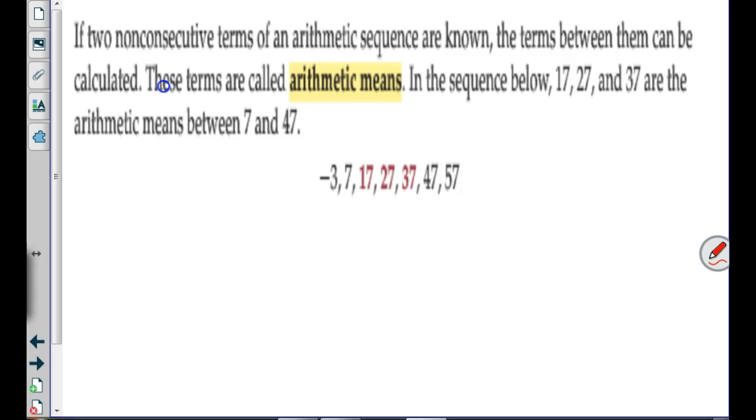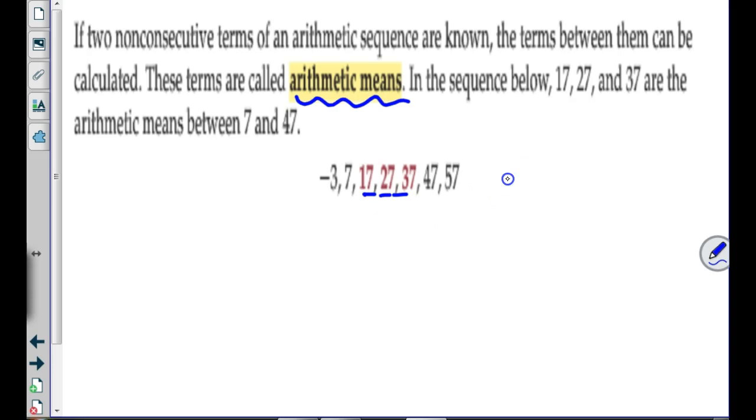All right, so we're back to the arithmetic mean thing. It says if two non-consecutive terms are known, the terms in between them can be calculated, and they're called arithmetic means. Guess what? When we have missing terms in a geometric sequence, they're going to be called geometric means. Just means missing terms. So the arithmetic means between 7 and 47 were these 3 missing terms.